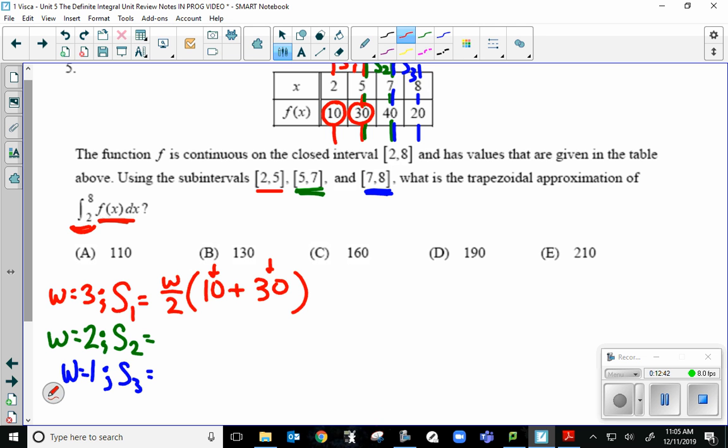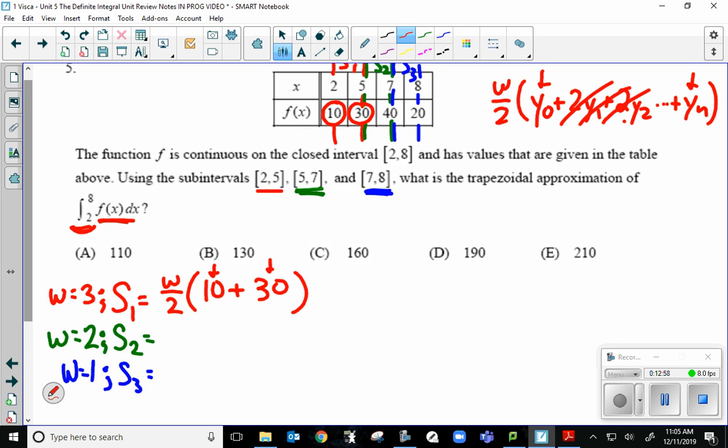So if I were to do a regular trapezoidal rule, w divided by 2, y0 plus 2 times y1 plus 2 times y2, and so forth, and then your last one does not get doubled. I have the ends. I have nothing in between, and that's fine. So my w here is 3. So it's 3 over 2 times 10 plus 30 is 40. And if I do my math here, I get 60. That's for subinterval 1. But I still got to find the area under the curve for subinterval 2 and subinterval 3, and I got to add them all together.